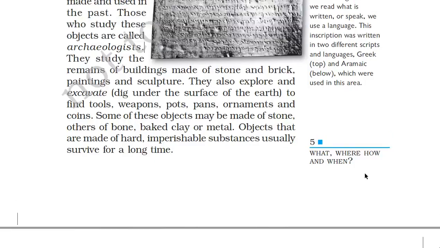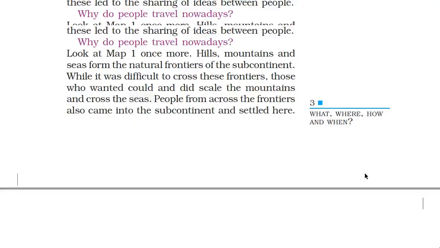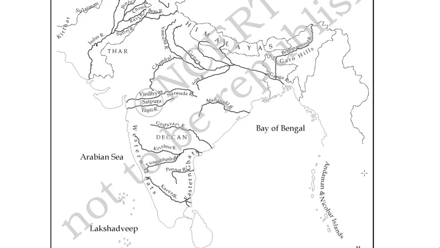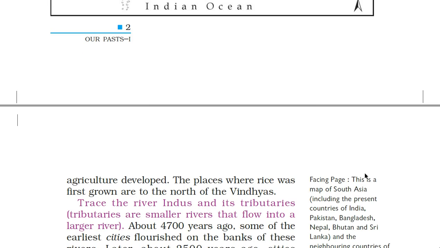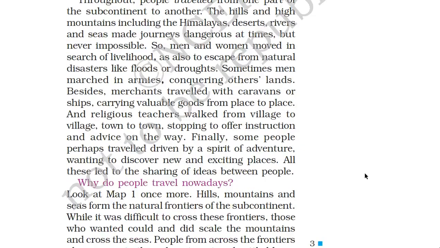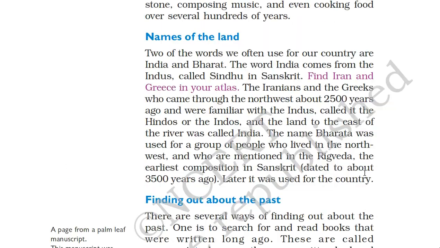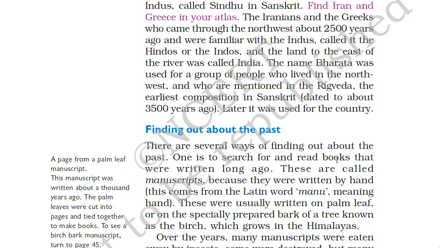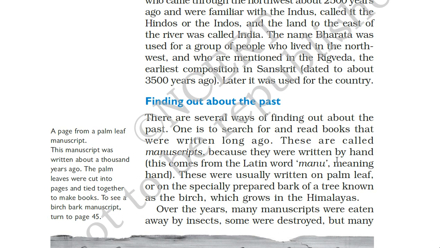Today we learned about, I'll just conclude what we learned in 1 minute. We started with the map. I told you it's a South Asia map. It's called a subcontinent. Then I went to the names of the lands. India is derived from the river Indus, or Bharat. Now I told you to find out Iran and Greece, because people from Iran and Greece came to India. They lived among us and they became one among us.